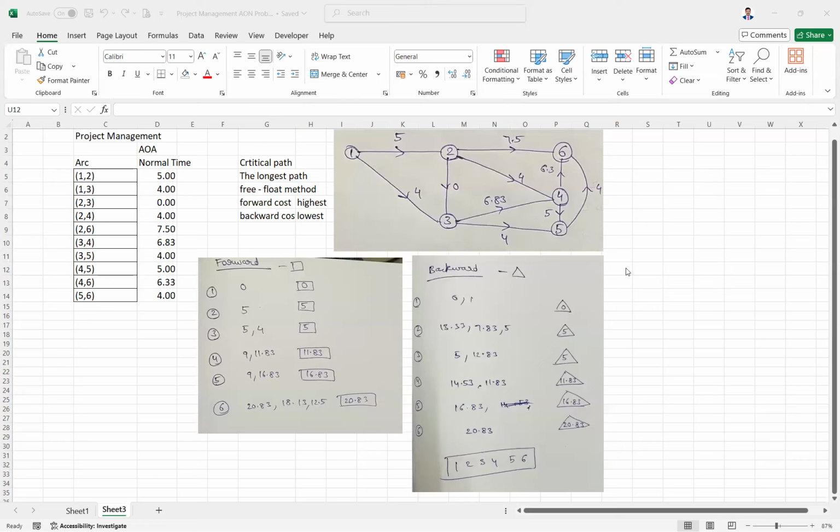So in this video, we'll be starting with project management. In project management, basically, there are two models of problems. One is activity on the arc and the second one is activity on the node.